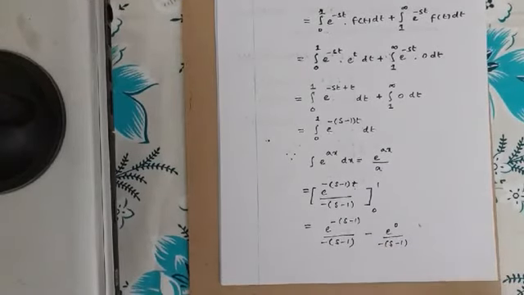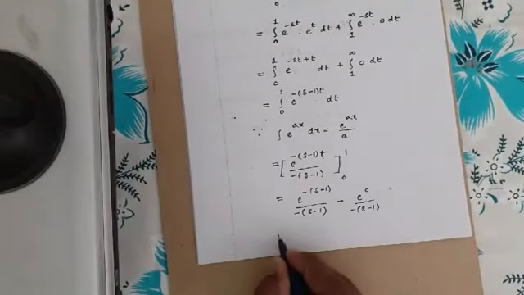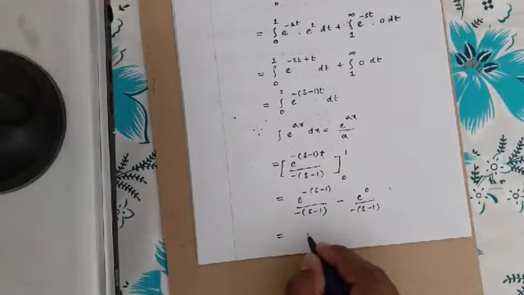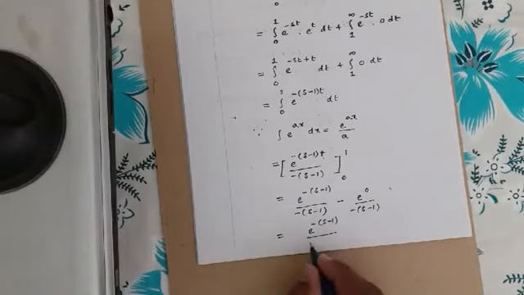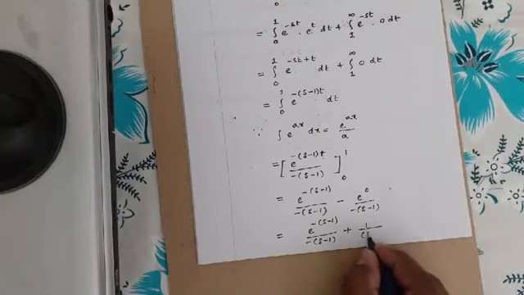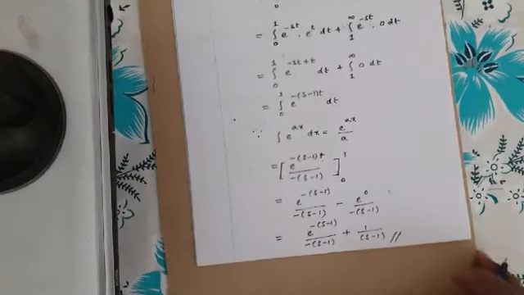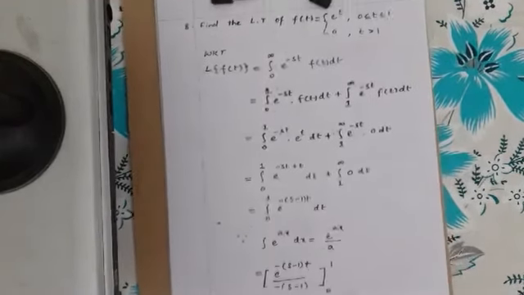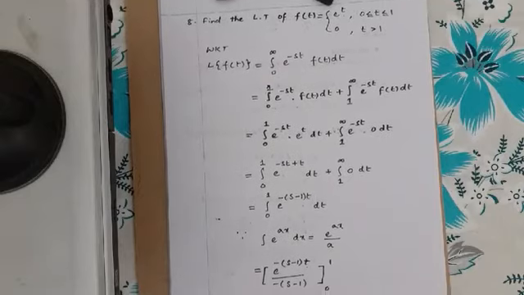So now this can be written as e power minus of s minus 1 upon minus of s minus 1. Then here minus of minus we get plus 1 upon s minus 1. So this is the answer for the given problem. If you want to take it, you can take it, otherwise I'll send you the PDF. So this is the given problem here.